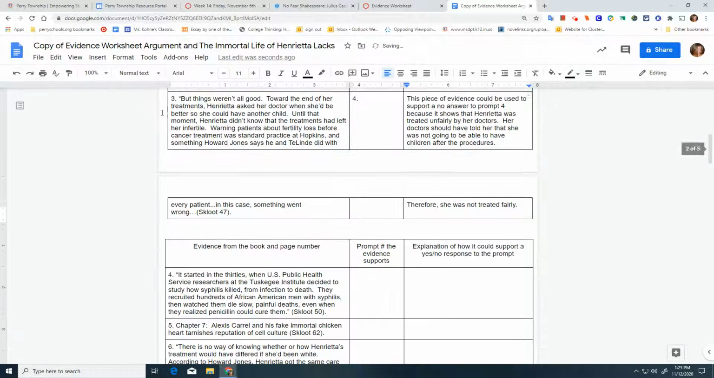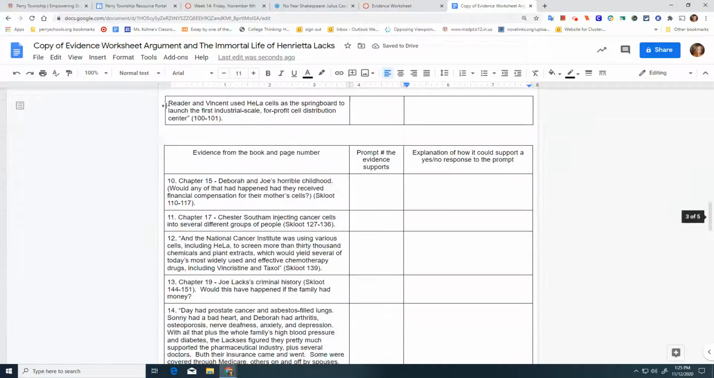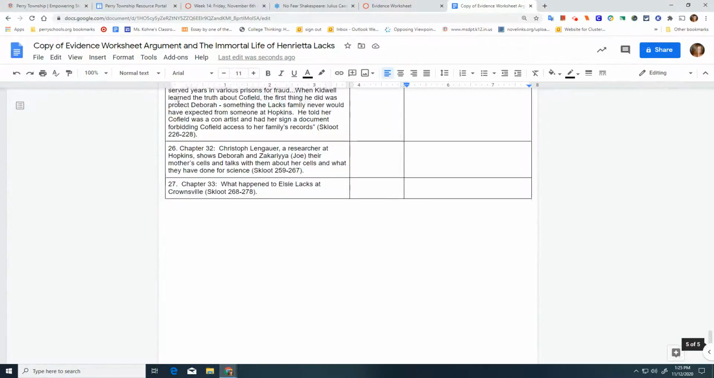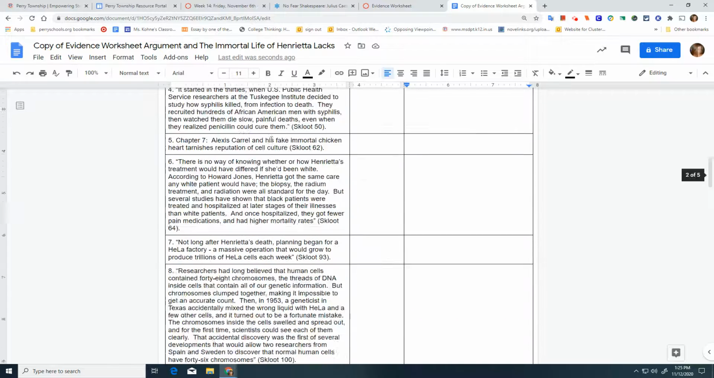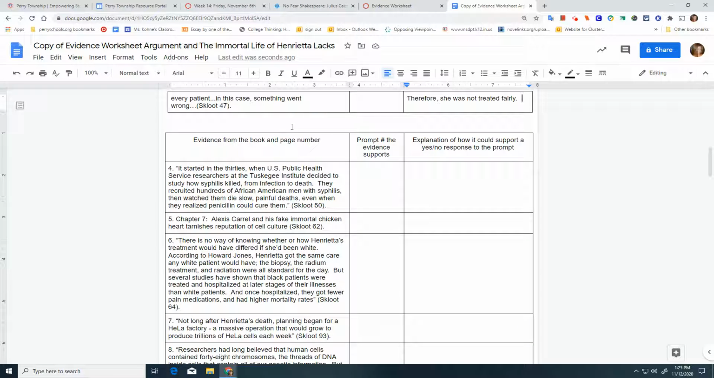Now, I'm going to let you do the rest of them from 4 on. So you have 23 more of these to do on your own. Some of them might be able to work with more than one prompt, just a heads up. But as long as you put the prompt number and an explanation of how you could use it to support a yes/no response to the prompt, you're going to be okay.